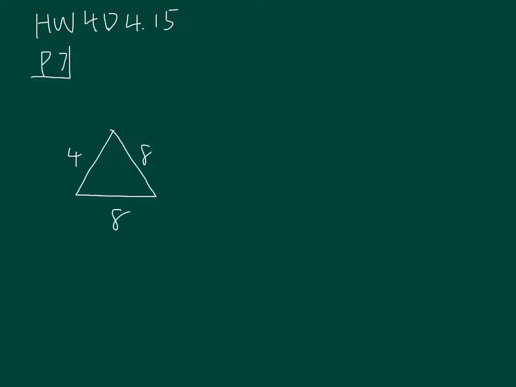This video is to go over homework 4D, lesson 4.15, problem number 7. It says the sides of a triangle have lengths 4, 5, and 8, and another triangle similar to it has one side of length 3. But that doesn't mean it's the same side.